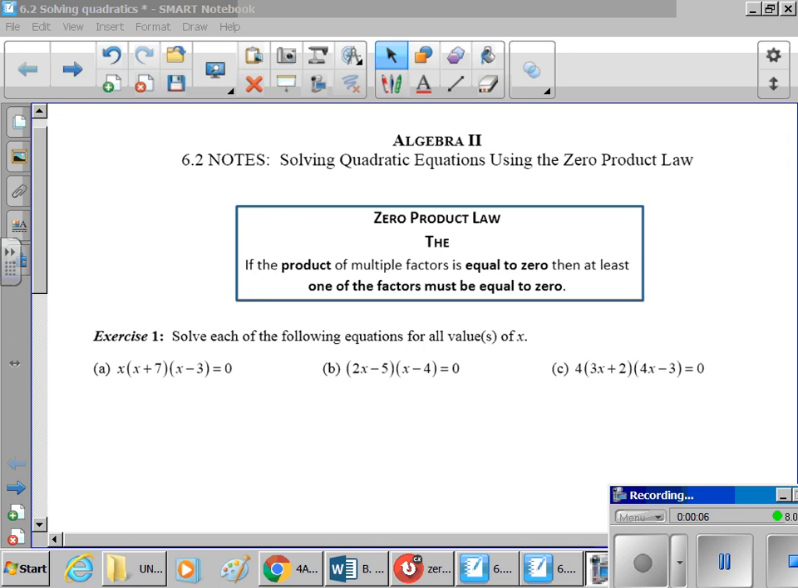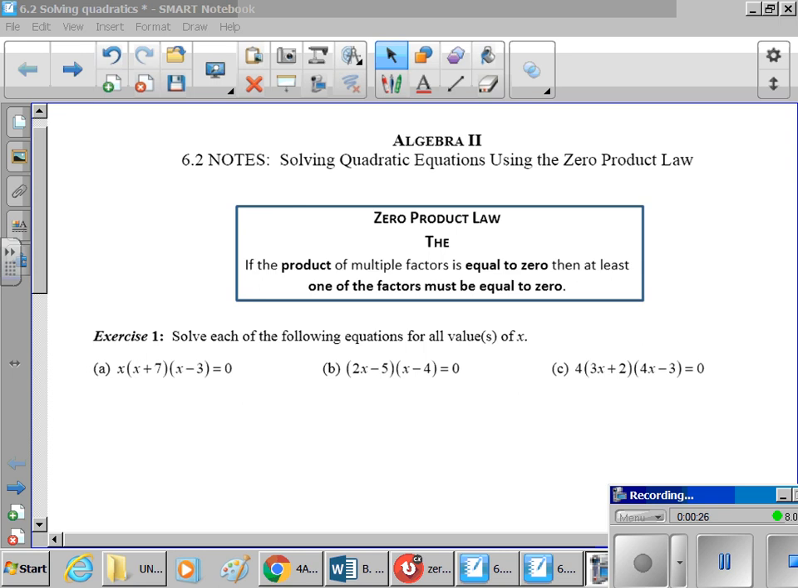Today's lesson is 6.2, Solving Quadratic Equations Using the Zero Product Law. Now, there's very little in this lesson that is new. Most of it is just a repeat of what we learned in Algebra 1. But again, with geometry falling between, I always think it's a good idea to revisit.